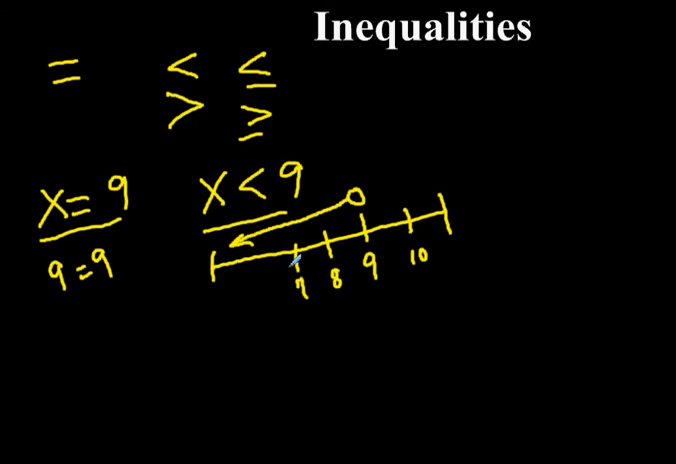Now, how do we check our answer? Well, we choose a number under our bar. Let's say 0 is down here somewhere. 0 is less than 9. True statement? Yes, it is. 0 is less than 9. And so that's how we know we've graphed this correctly. And so this number line depicts that the value of x is less than 9.